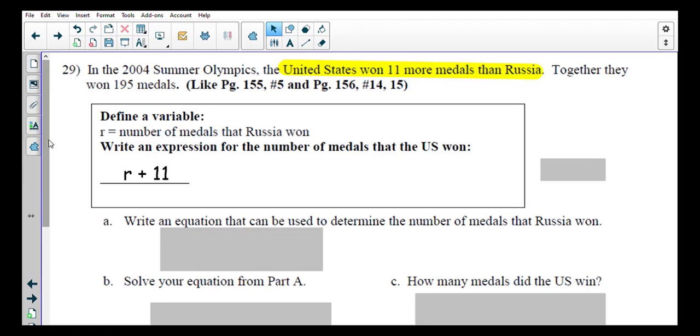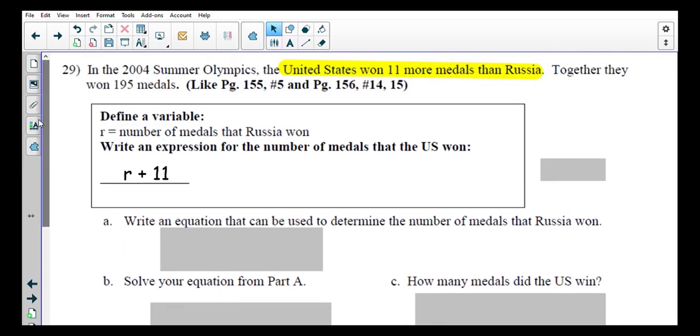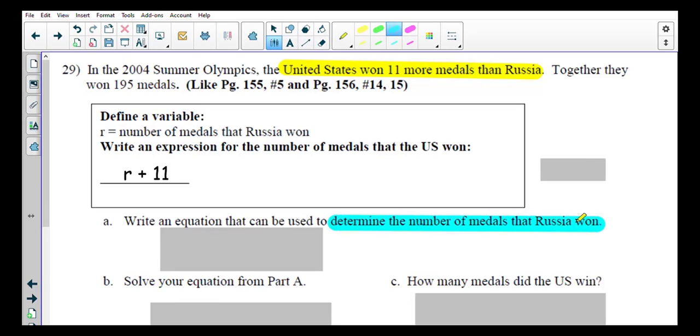So in part A, it asks us to write an equation that can be used to determine the number of medals that Russia won. So our equation is going to involve the variable R. And that does help us figure out how to define our variable, since it says to determine the number of medals that Russia won. That told us that we needed to do R equals the number of medals that Russia won. And we're going to use R in our equation. But we also need to use the fact that together, both countries won 195 medals.